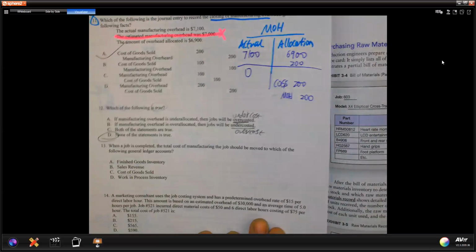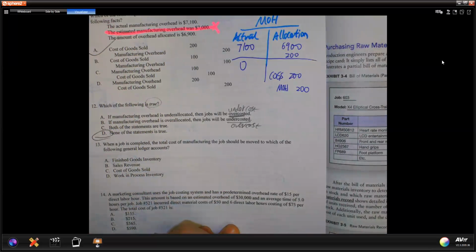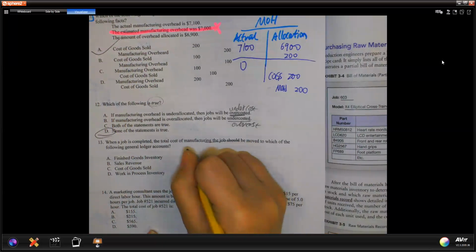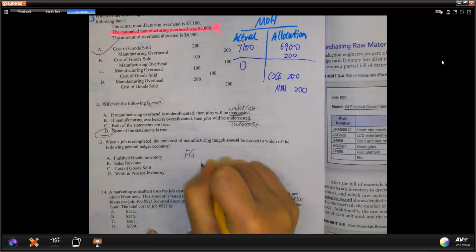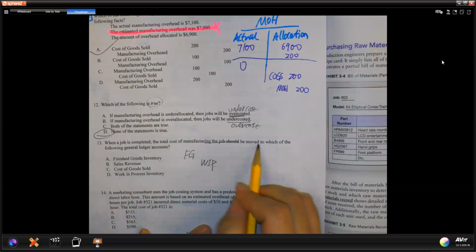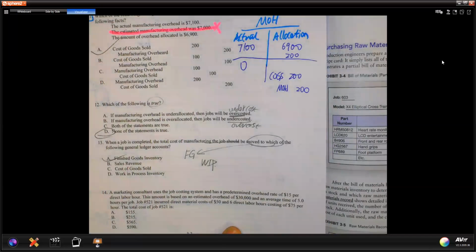Okay. Next one, when the job is completed, the total manufacturing cost should move from which one to which one. When you finish, you move from work in process to finished goods.